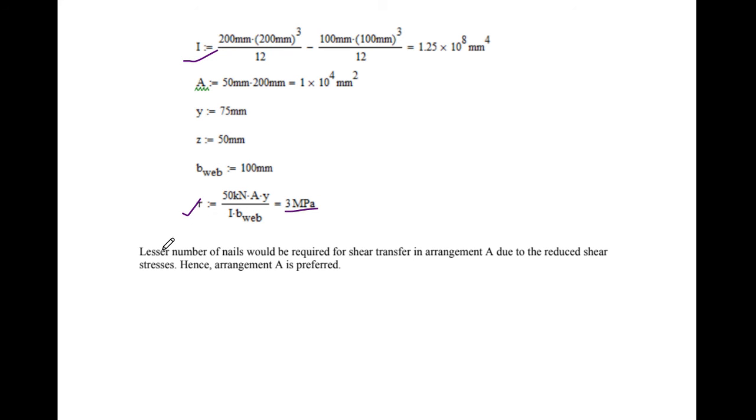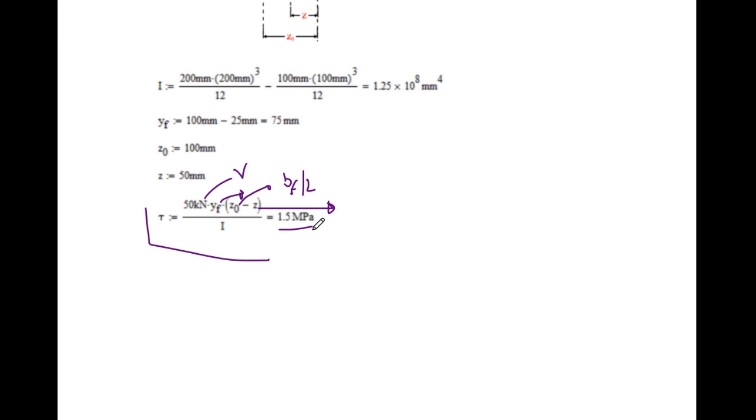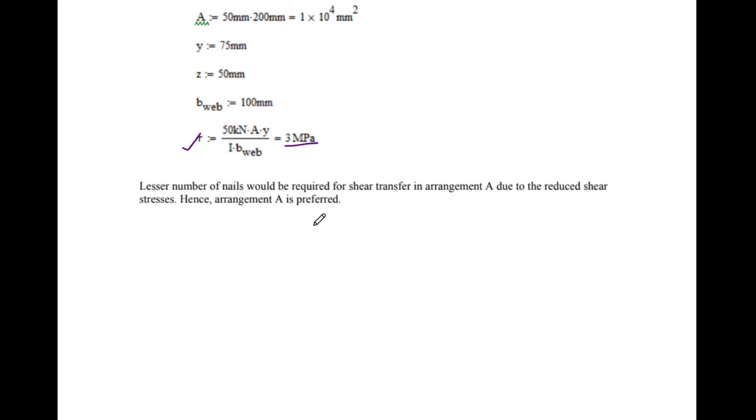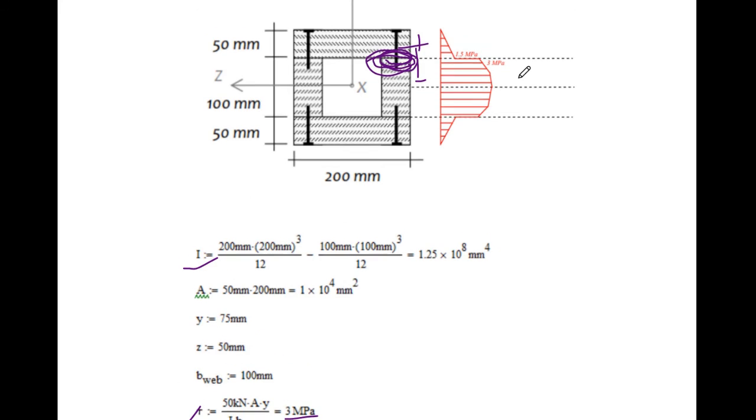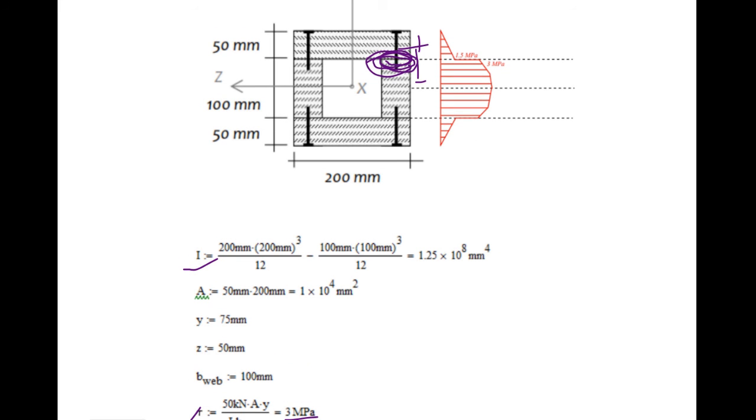So the conclusion for this is that a lesser number of nails would be required for shear transfer in arrangement A. Here only 1.5 MPa of shear is required for shear transfer in arrangement A, due to reduced shear stress. Hence arrangement A is preferred over arrangement B. So yeah, this is the question. Thank you guys.